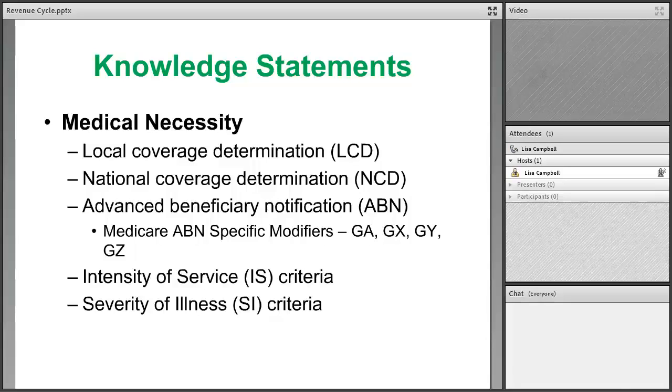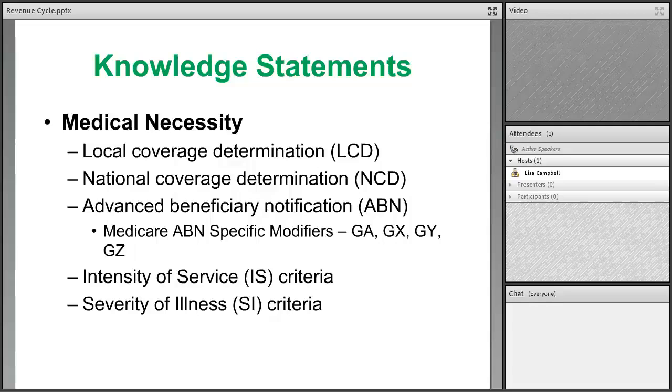So looking at some knowledge areas that you need to know, let's talk about medical necessity. There are certain services that Medicare has issued either a local coverage determination or a national coverage determination. And those determinations really identify the particular service, the documentation requirements, and from a medical necessity perspective, which codes support the medical necessity of that service.